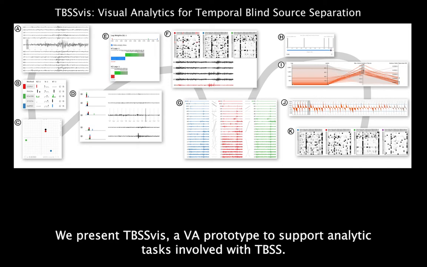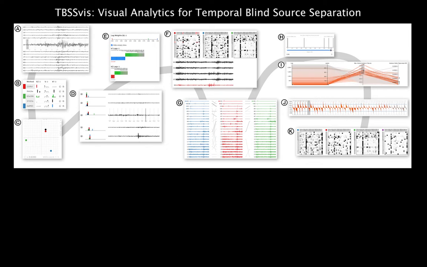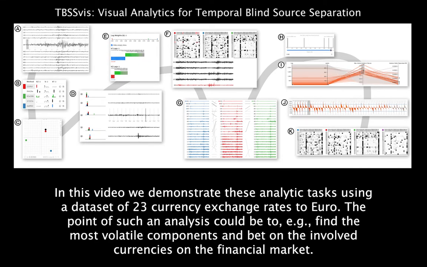We present TBSSvis, a VA prototype to support analytic tasks involved with TBSS. In this video, we demonstrate these analytic tasks using a dataset of 23 currency exchange rates to euro. The point of such an analysis could be to, for instance, find the most volatile components and bet on the involved currencies on the financial market.